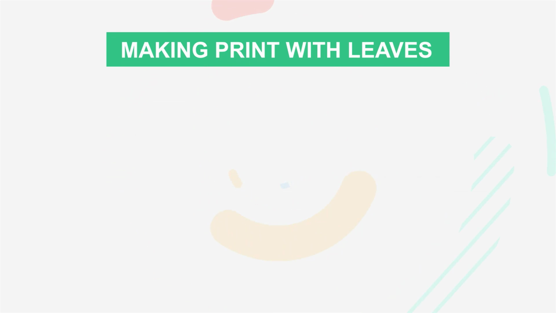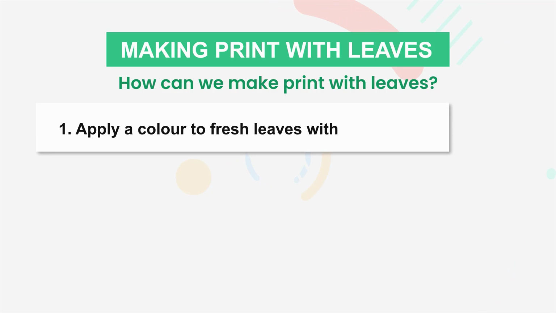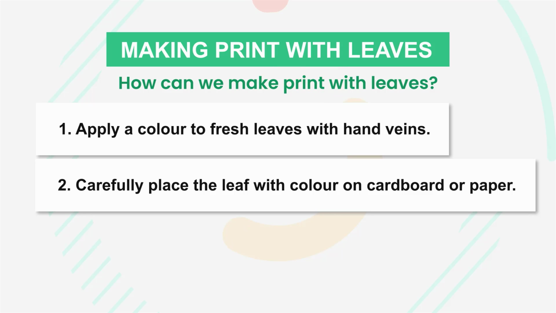Making print with leaves. How can we make print with leaves? Number 1, apply a color to fresh leaves with hand veins. Number 2, carefully place the leaf with color on cardboard or paper.